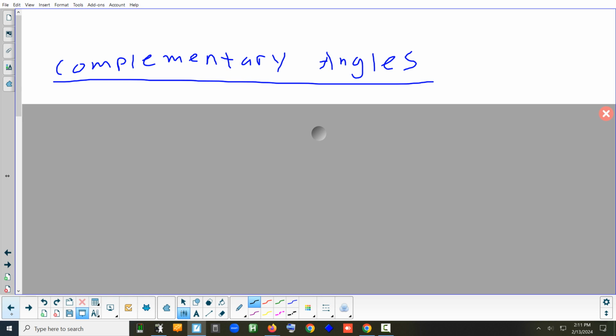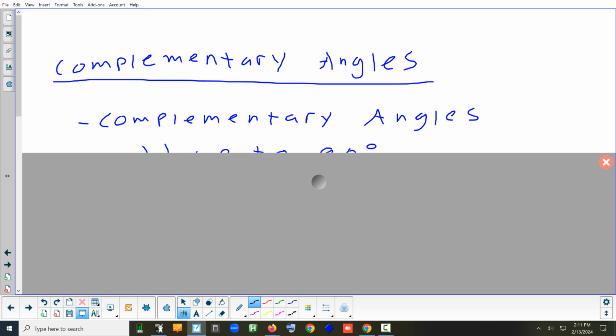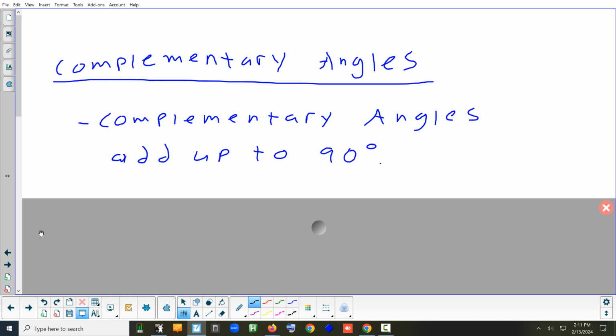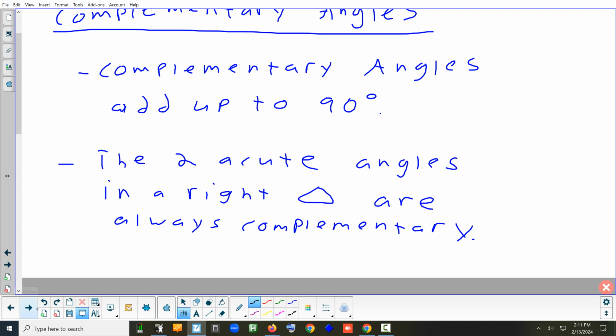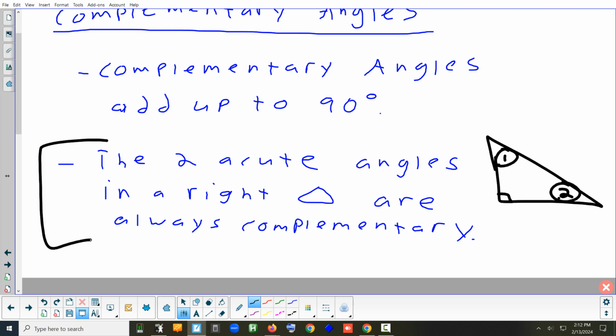Okay. Actually, we already said this. Somebody said it earlier. What are complementary angles? Angles that add up to 90. Right. And I think we already answered the next question. The two acute angles in a right triangle are always complementary. So if that's angle 1 and that's angle 2, we already said that they have to be complementary because all the angles add up to what? 180. They all add up to 180. So angle 1 and angle 2 better add up to 90. So we kind of already mentioned that.